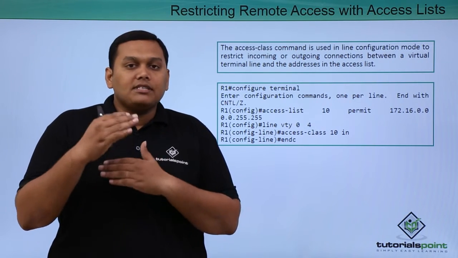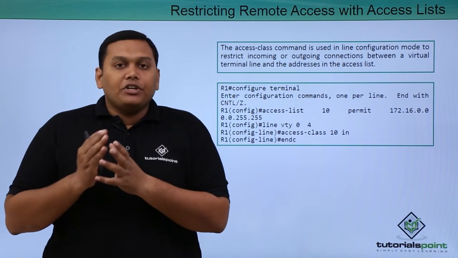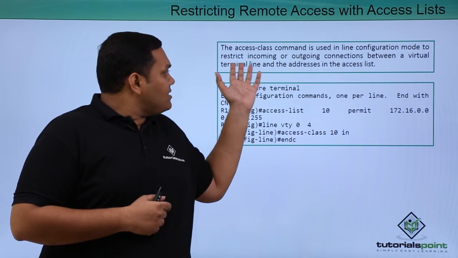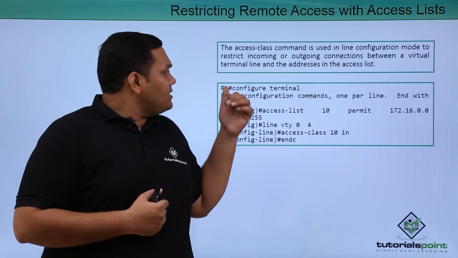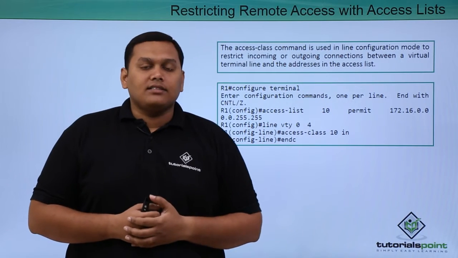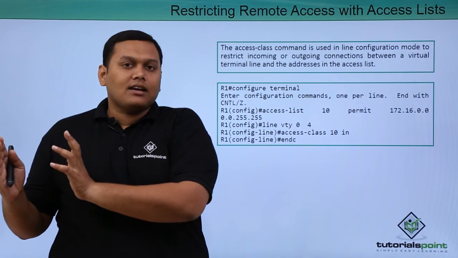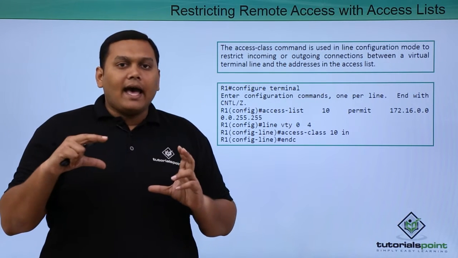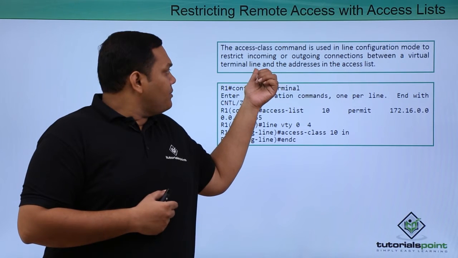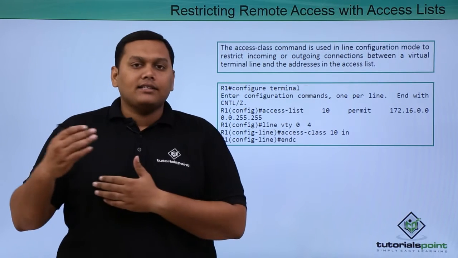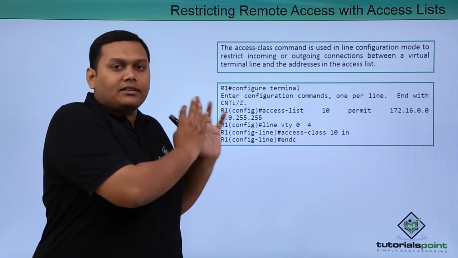If you give this access-class command in line configuration mode, it can restrict incoming and outgoing connections between the virtual lines and the addresses in the access list. That means when you have an address in the access list, the access-class command will restrict the access between the virtual terminal line and the addresses in the access list. So, this is about remote access restriction.